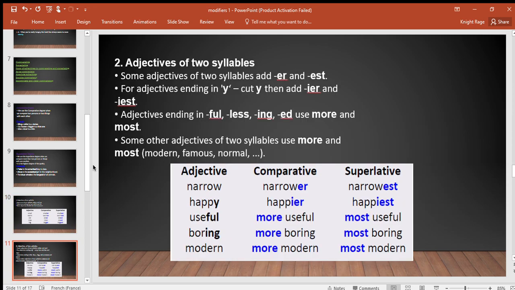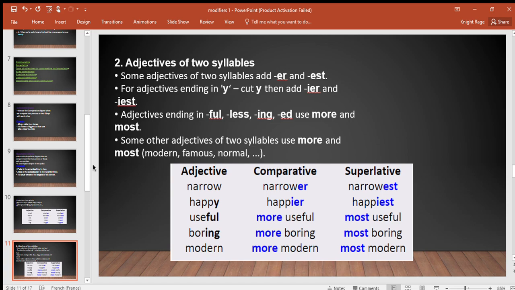The other type of adjectives: adjectives of two syllables. Some adjectives of two syllables add -er and -est, -er for comparative, -est for superlative. For adjectives ending in y, we have to remove y and add -ier for comparative and -iest for superlative. Adjectives ending in -ful, -less, -ing, -ed use more and most. They apply the rule of the long adjectives, or adjectives with more than two syllables.